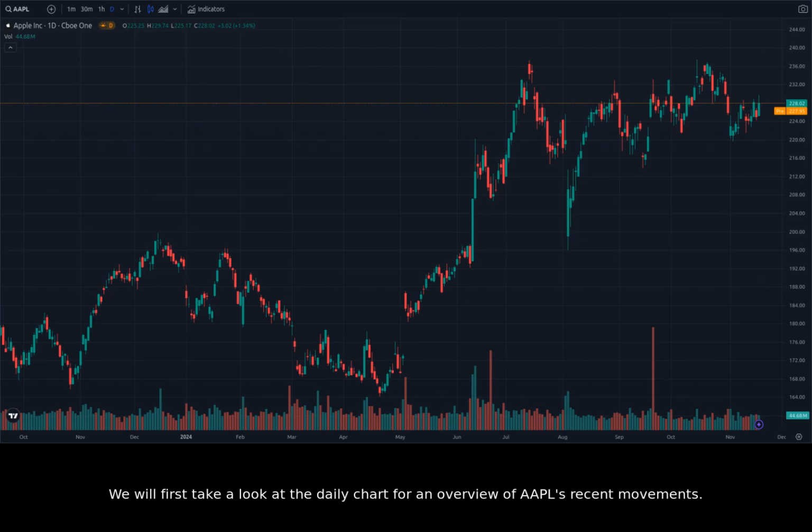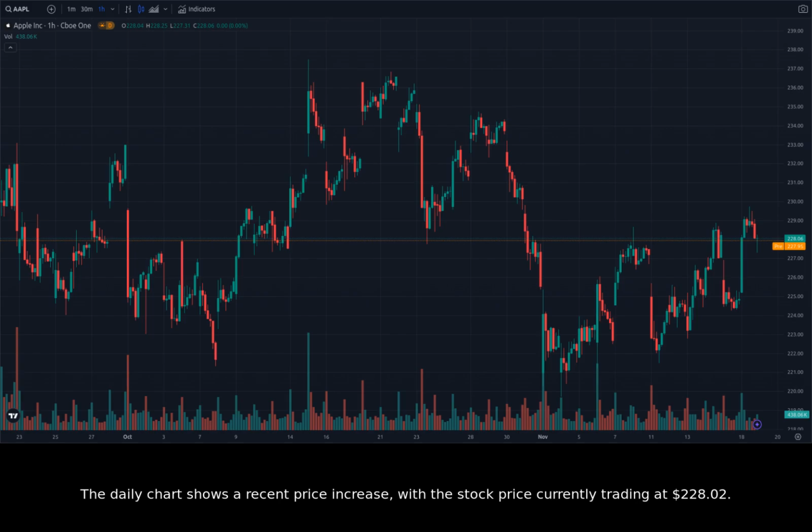We will first take a look at the daily chart for an overview of AAPL's recent movements. The daily chart shows a recent price increase, with the stock price currently trading at $228.02. We can identify key support levels around $170 and $190 based on recent lows. Resistance levels can be observed near $200 and $230 based on previous peaks.